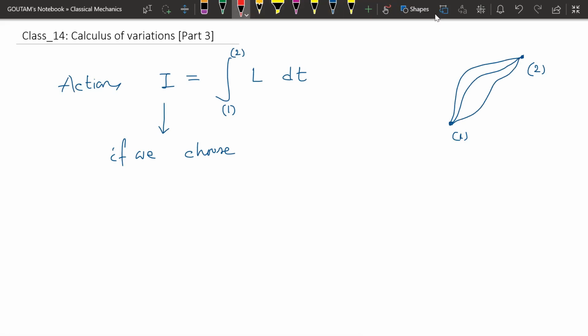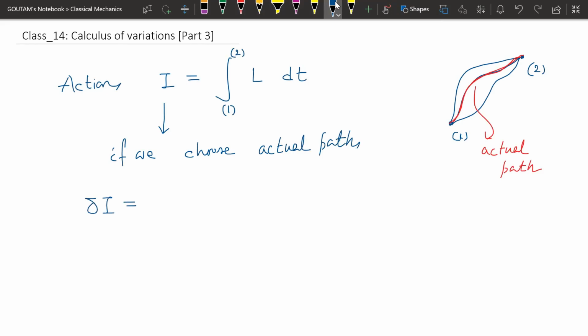But let's say this is the actual path that the particle should follow. In that case, if we choose the actual path, then Hamilton's principle says that delta I has a stationary value. The action has a stationary value. That means delta I equals 0.